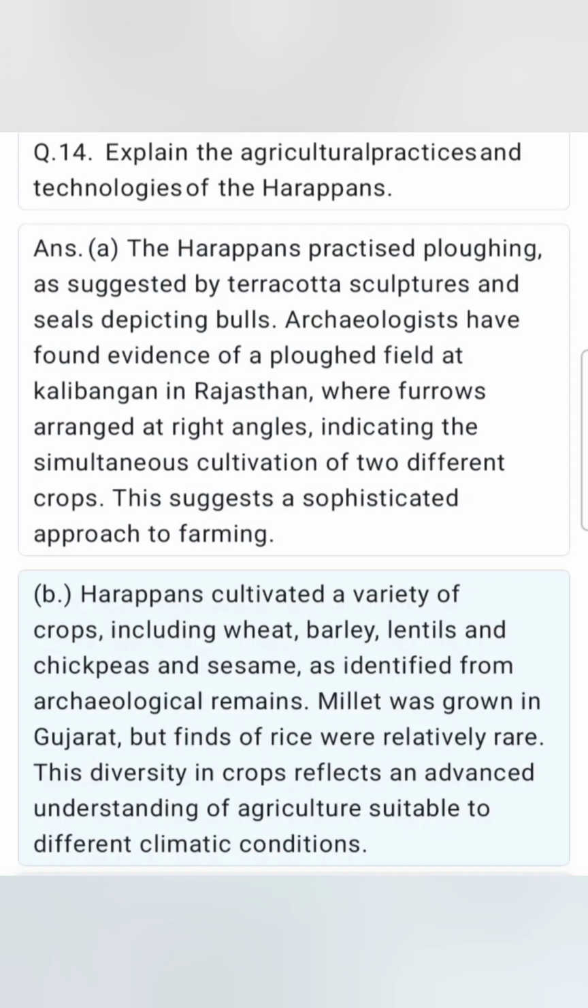B. Harappans cultivated a variety of crops, including wheat, barley, lentils, chickpeas and sesame, as identified from archaeological remains. Millet was grown in Gujarat, but finds of rice were relatively rare. This diversity in crops reflects an advanced understanding of agriculture suitable to different climatic conditions.